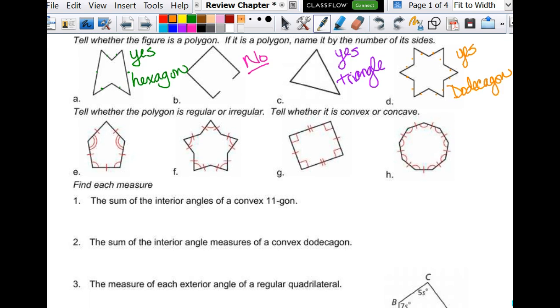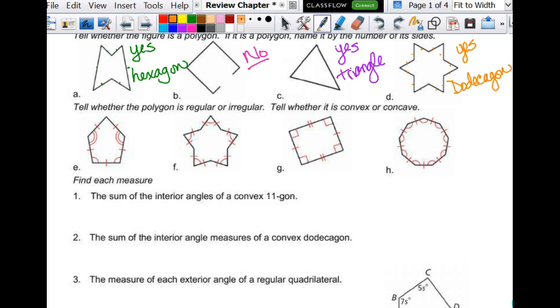Okay. All right, so then next part says, tell whether the polygon is regular or irregular, and tell whether it's convex or concave. So remember, regular means it's equilateral and equiangular. So here, this is equilateral, but it is not equiangular because those angles aren't all congruent. So that means it is irregular. And it is convex. Convex is when all of the vertices are poking out. Okay, you can draw the diagonals on the inside. Concave is when it's caved in. So this is a convex polygon.